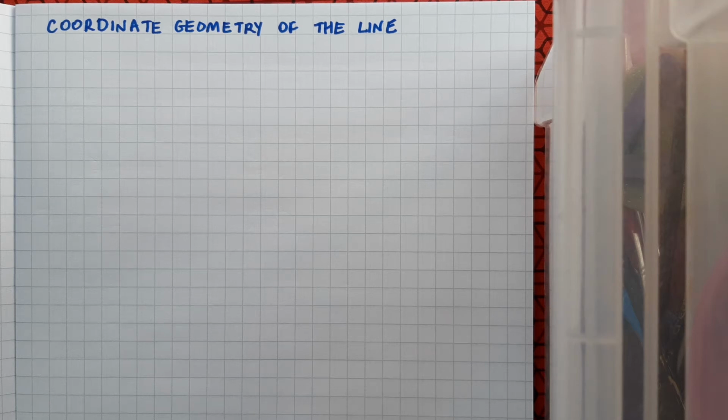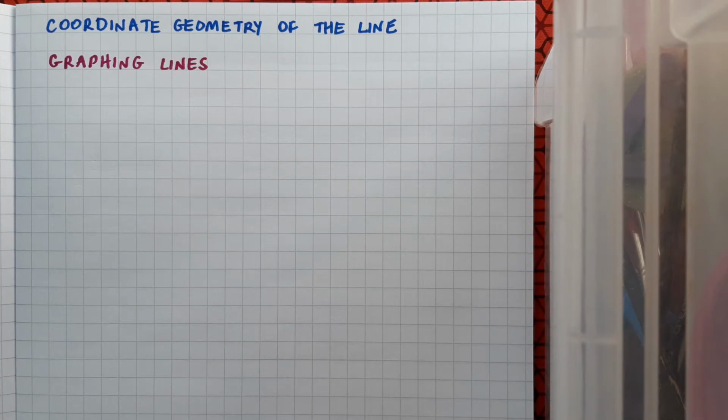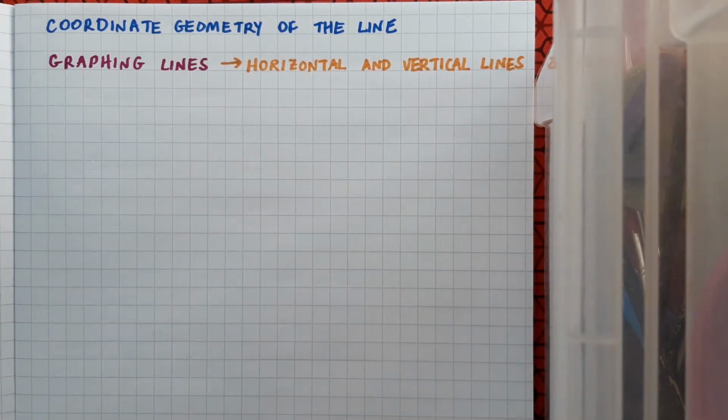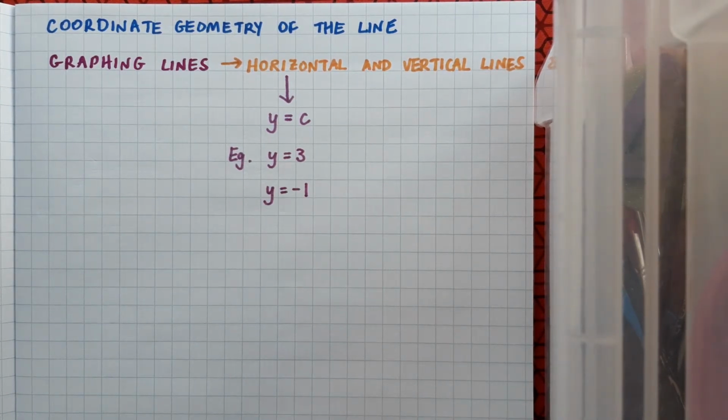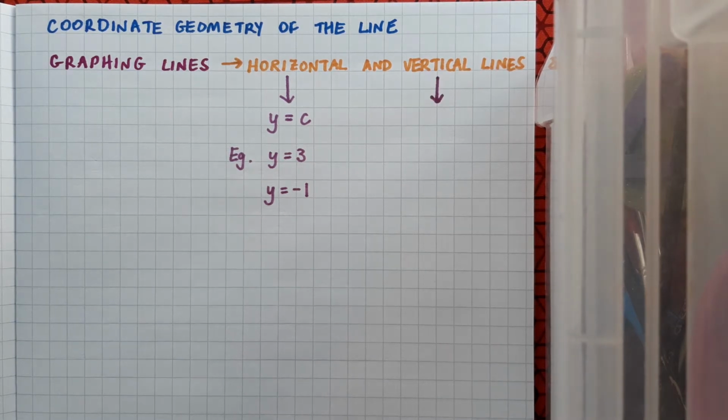In this video on coordinate geometry of the line, I'm going to be looking at graphing lines with a particular focus on horizontal and vertical lines. So horizontal and vertical lines are the easiest kinds of lines to graph, and even their equations look very simple. Horizontal lines are written in the form y is equal to c, so y is equal to a number. For example, y is equal to 3 or y is equal to -1. So these are typical horizontal line equations, y is equal to and then a number at the end.